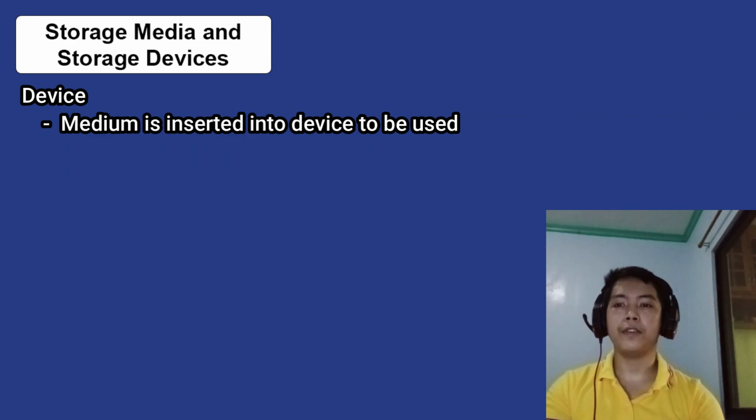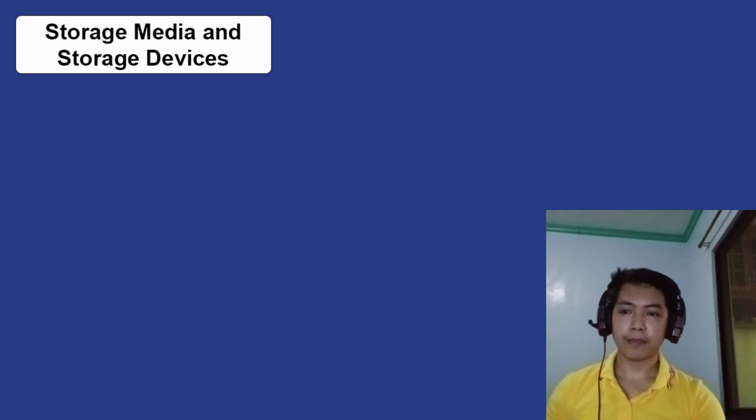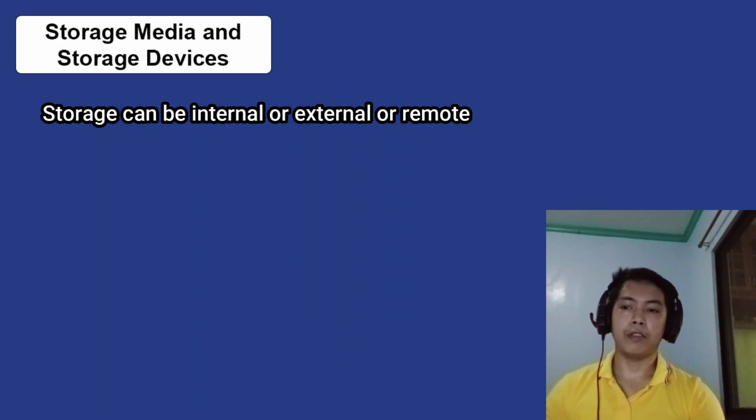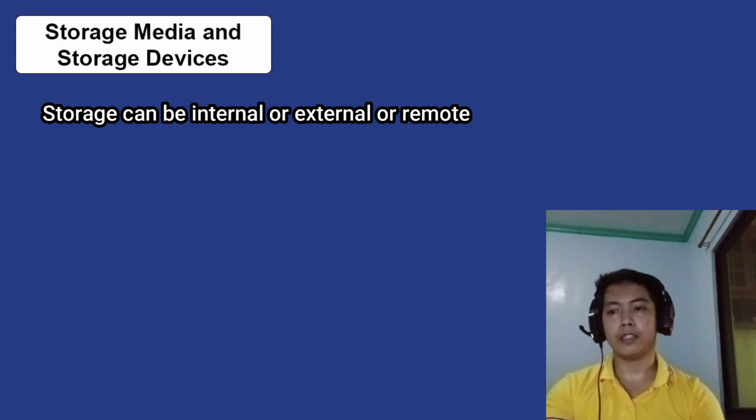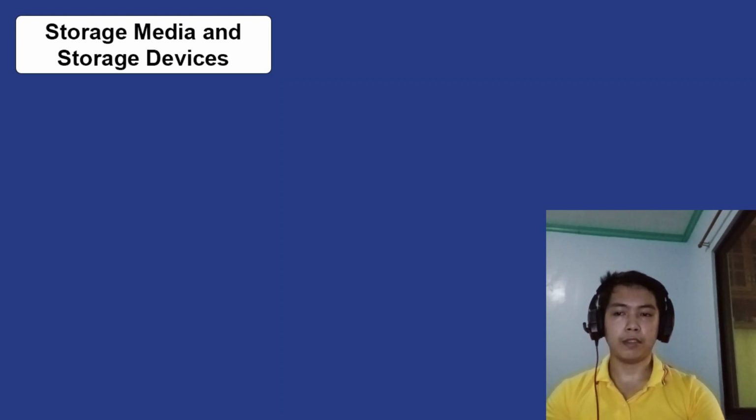In order for your USB to work, it has to be plugged into your computer in order to retrieve or receive data. An extra definition here: storage can be internal, external, or remote. We already know what internal and external are, but you might not have heard about remote, which is commonly known as cloud storage, where you store data over a network. The example of this is Google Drive, which is the most common one that we have used during our online class.